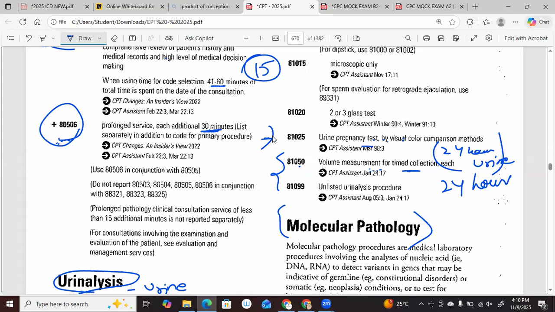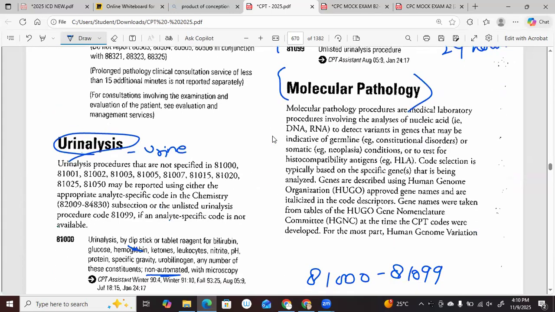Next, we have molecular pathology. Molecular pathology examines the nucleic acid, so DNA and RNA. That will represent the nucleic acid to determine if there are any changes in the genes, or any changes in the germline, or any inherited, hereditary conditions, or any somatic conditions such as neoplasm. These types of conditions we are going to check with molecular pathology. So these tests are based on the gene-to-gene variant.